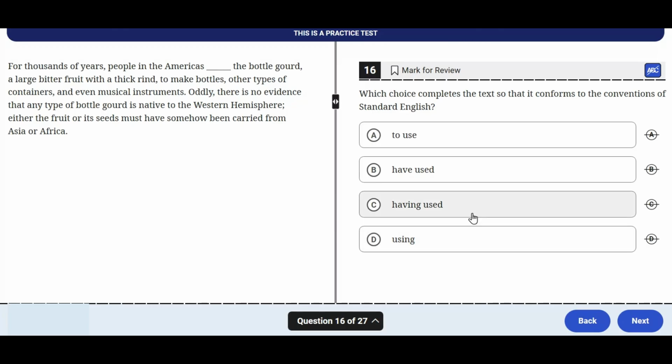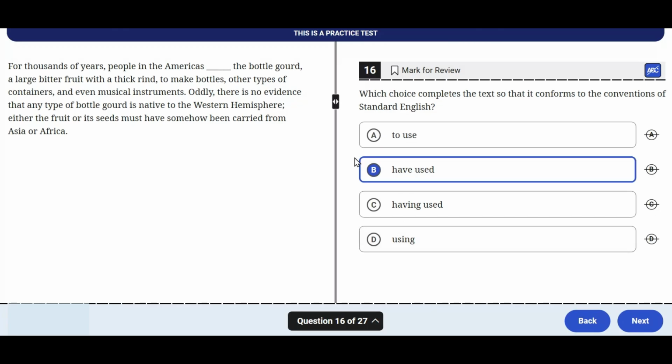So also not the main verb. This one's also not the main verb. This one is the main verb, so that one is the odd one out. Yeah, because none of these can be used as the sole verb in the sentence. You always have to have another verb. So that one will probably be our answer.